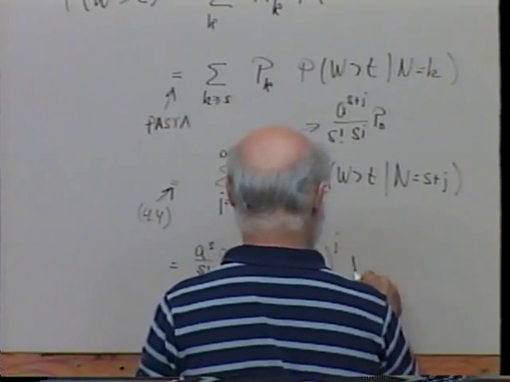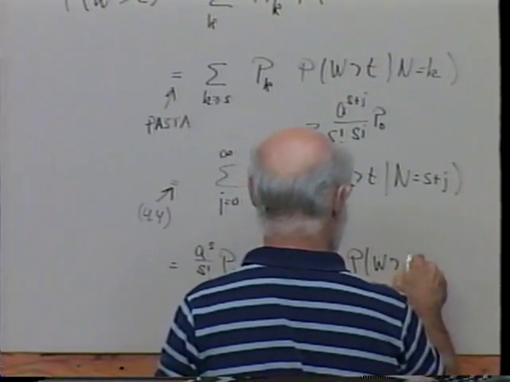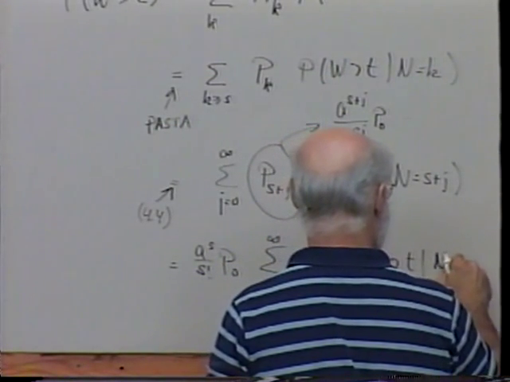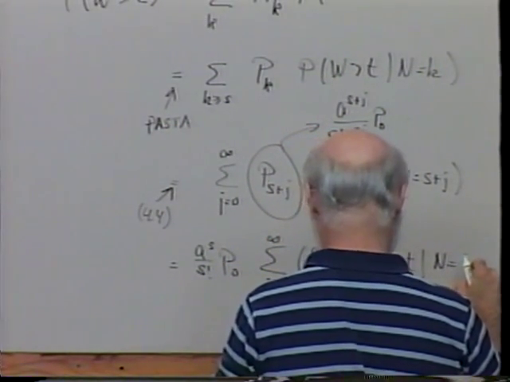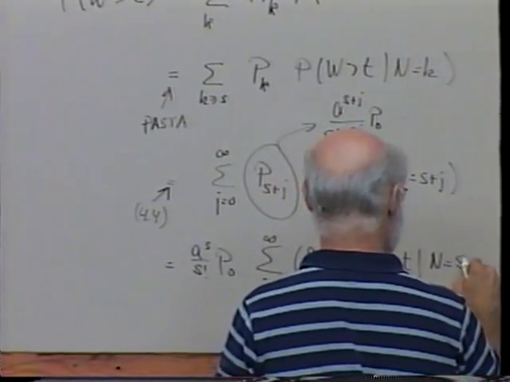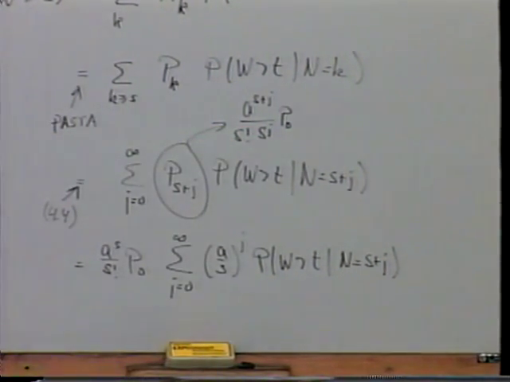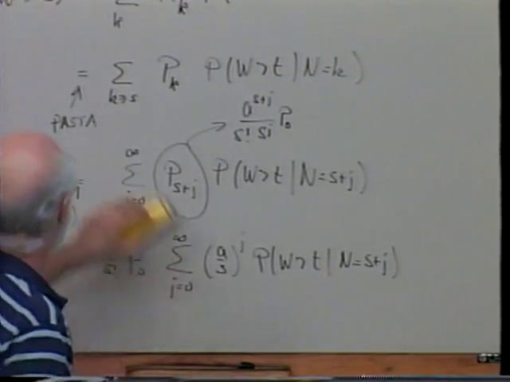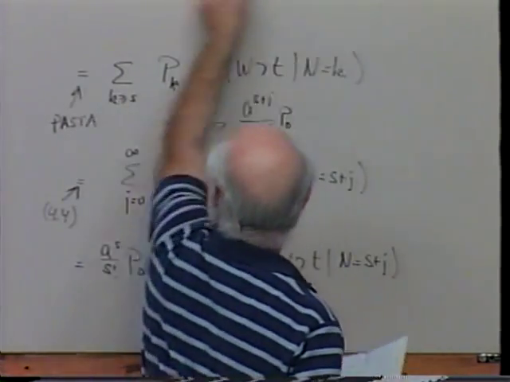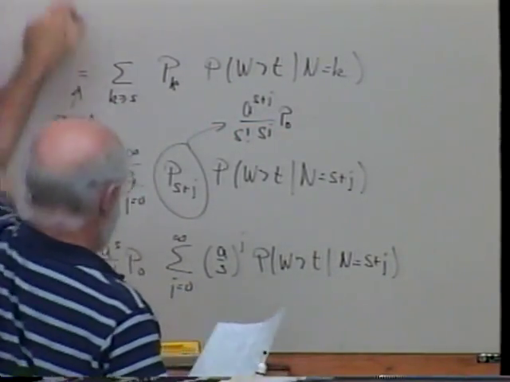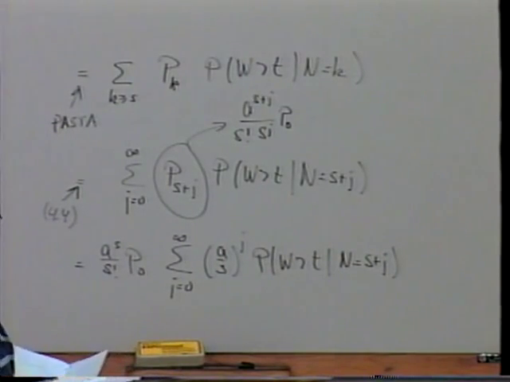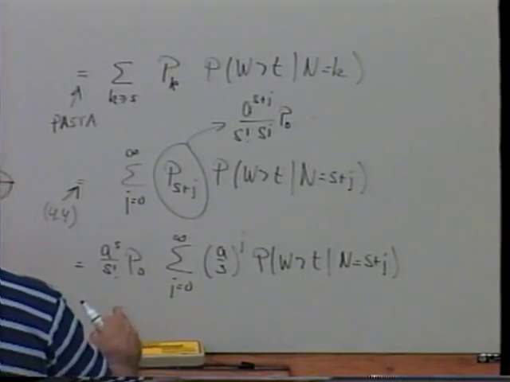And I still have the probability of W greater than t, given that the arriving customer finds s plus j in front of him. Okay, now let's see. I think I'll go back up to here. So I'm going to continue around. I'm going to loop around.